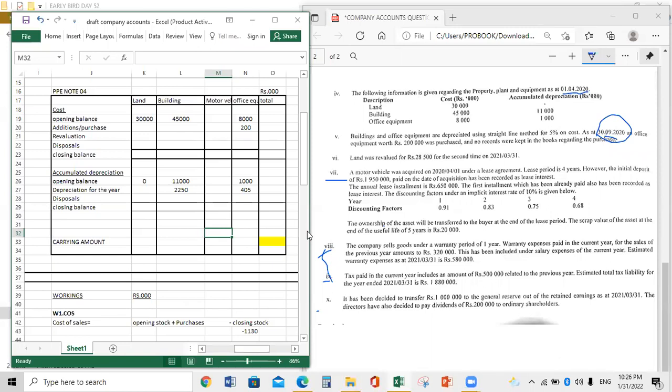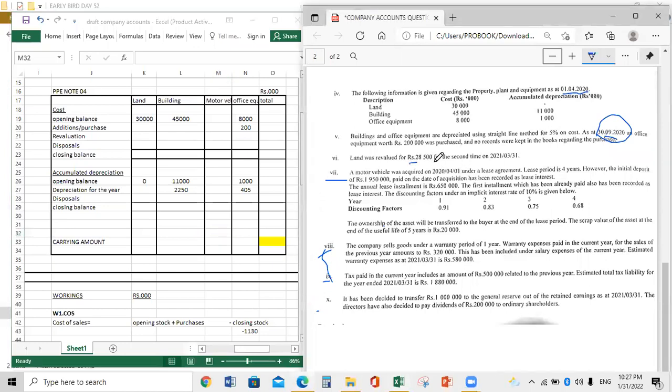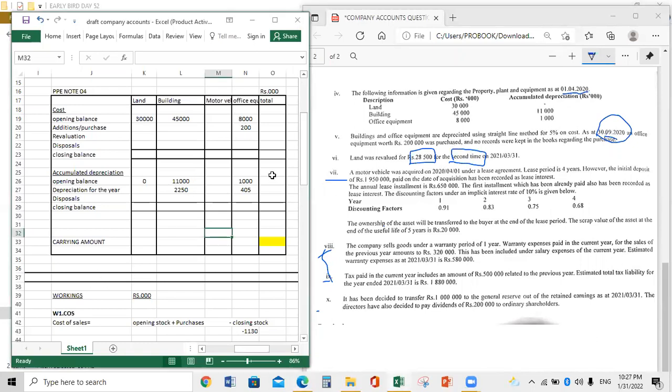Okay, so fine. Now, guys, let's go to the next part. Land was revalued for the second time, 28,500. The most important word is second time. The best part is, guys, in your exam, if you get land revaluation, that's the best part. Why do I say that?